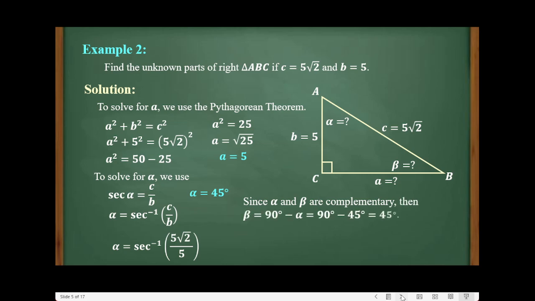Then, we know that the two acute angles in any right triangle are always complementary. Now, to get the measure of angle beta, you simply use this equation. Beta is equal to 90 minus the given measure of angle alpha, which is 45 degrees. So, you get their difference. We have 45 degrees, which is also the measure of angle beta. Okay, so there you have it. These are now the three unknown parts we have just determined their values.